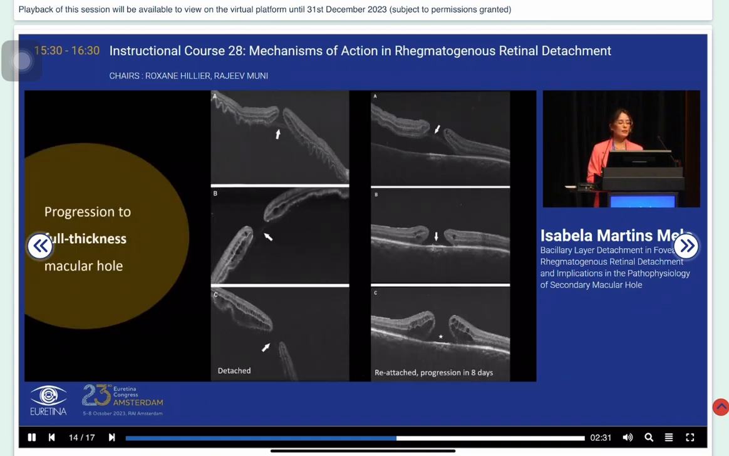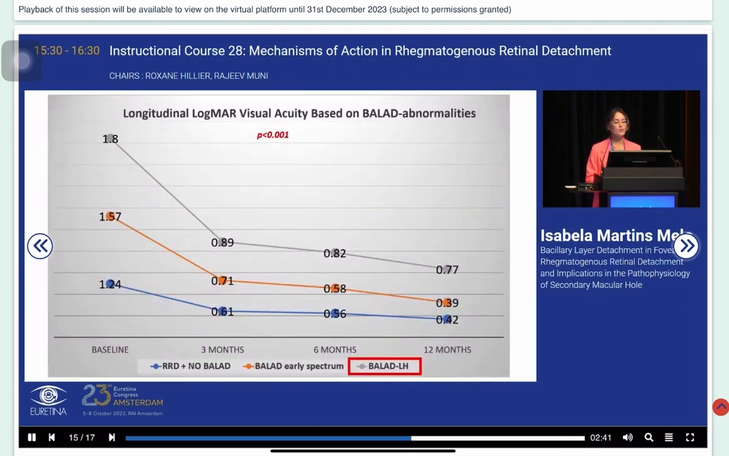And once you get a lamellar hole, it will progress to a full-thickness macular hole, either in the detached or in an attached state, and this is clinically relevant. Patients presenting with a lamellar hole had worse visual acuity at all time points, even when we compare to early schisis or schisis in different spectrum of the disease.